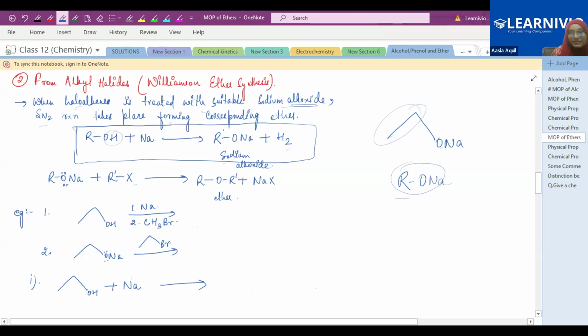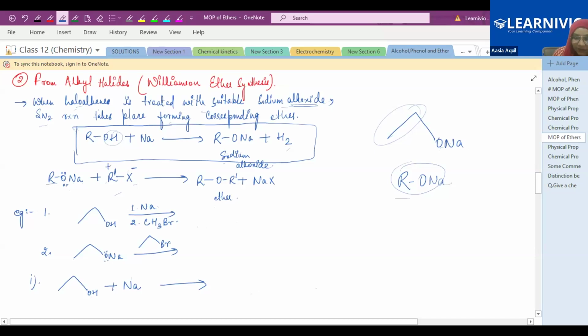Now this sodium alkoxide you have to treat with haloalkanes. Suppose this is your RONa, the sodium alkoxide, and you are treating this with R dash X. Suppose this is the R, another alkyl group, and this is another alkyl group R dash. That's why I have written R dash, to avoid the confusion. R dash X is the alkyl halide. So what happens over here? In alkyl halide, this X is the electronegative element, so it will acquire a partial negative charge, and this R group will acquire a partial positive charge.